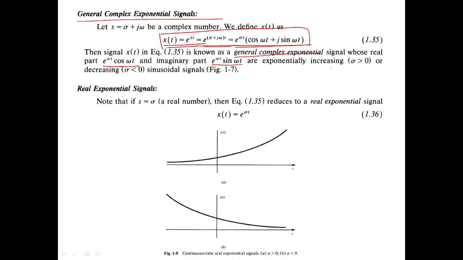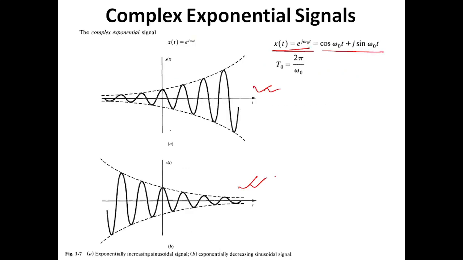Here the signals are exponentially increasing when sigma is greater than 0, and exponentially decreasing when sigma is less than 0. You can see it in the previous slide.